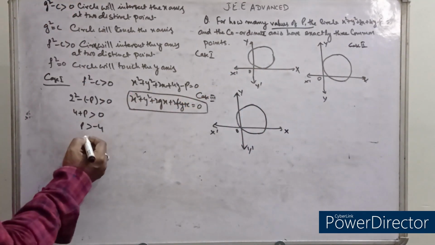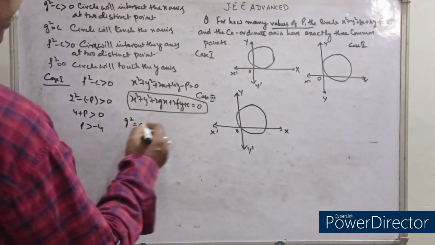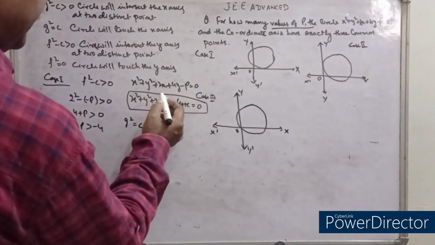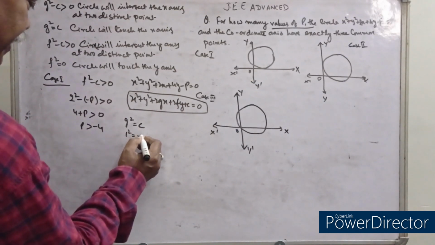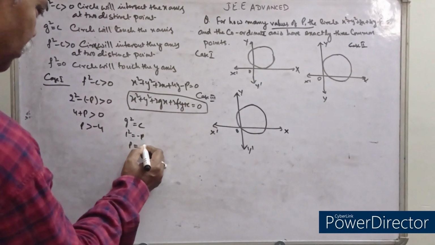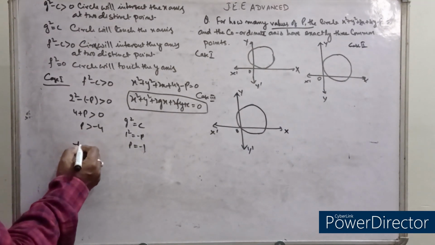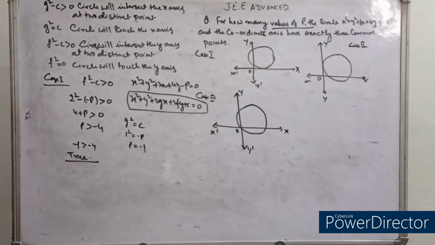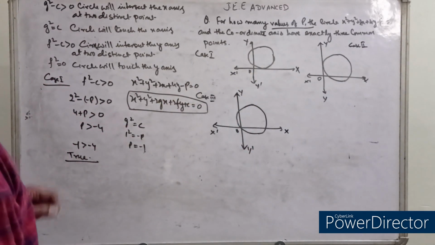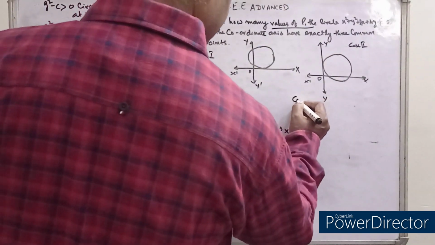So when it touches the x-axis, your g square is equal to c. Here your g square is 1, so 1 square is equal to minus p, so your p is equal to minus 1. Now if you place the value, minus 1 is greater than minus 4, this is true. So this condition is satisfied. Now I am going to case 2.